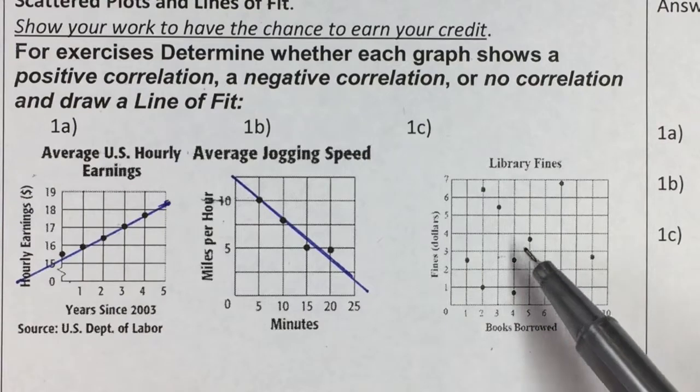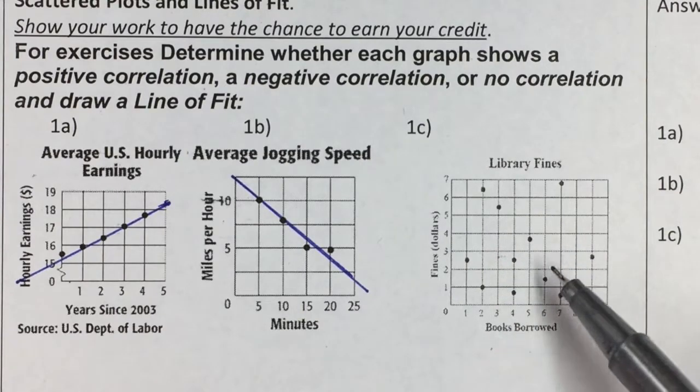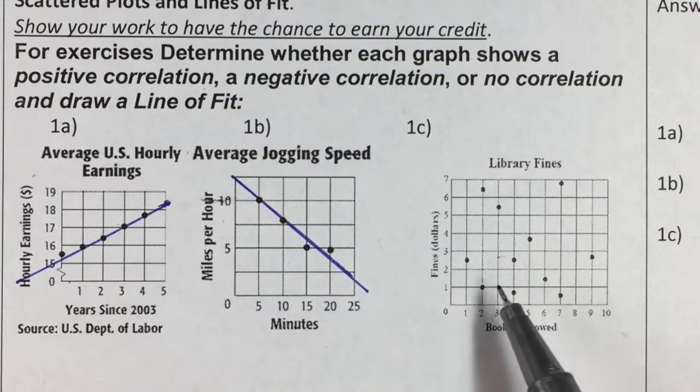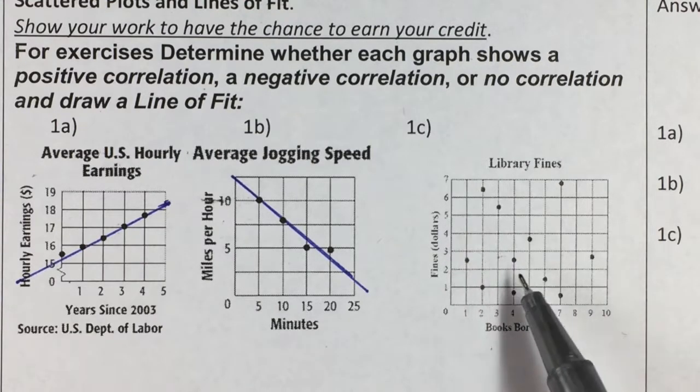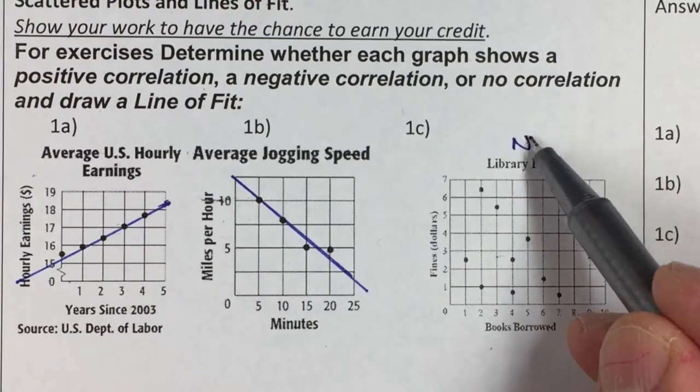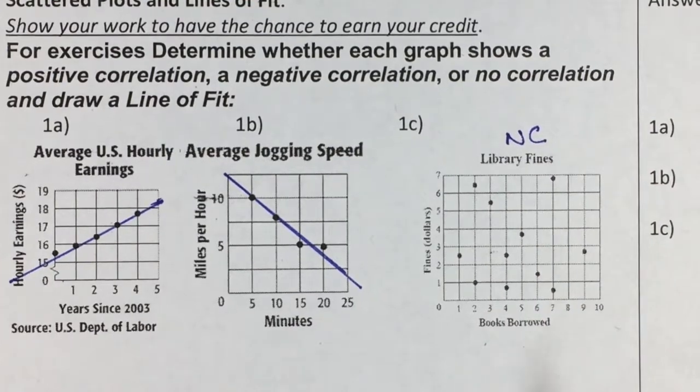And for the third one, can we draw a line of fit? No, we cannot. And we see that increasing the books borrowed, the fines don't follow a pattern or a correlation, positive or negative. So there's no correlation in this one. Okay?